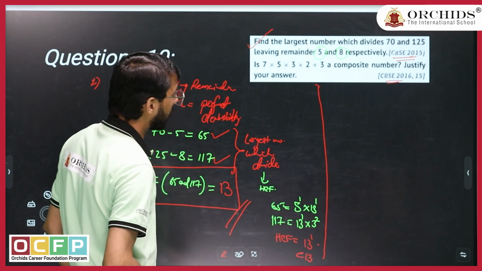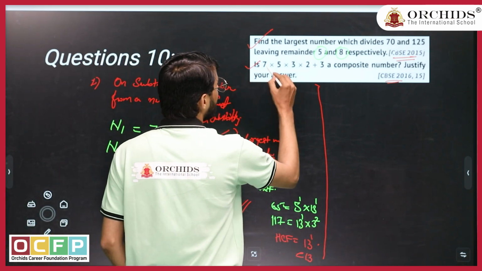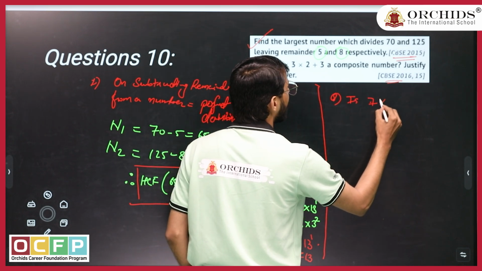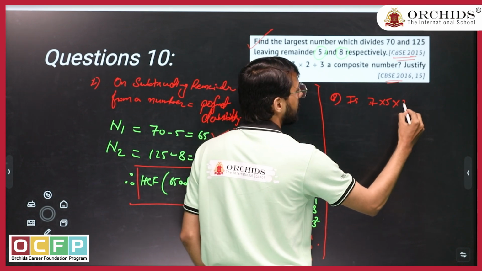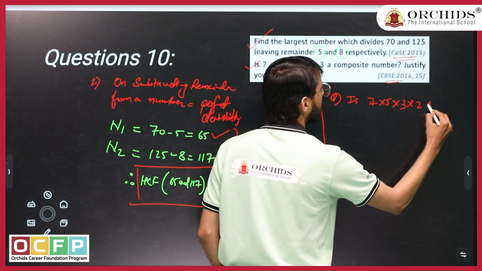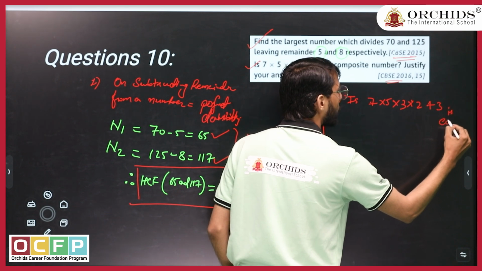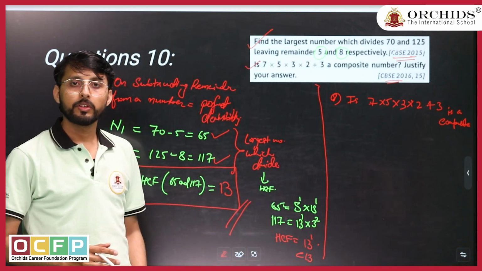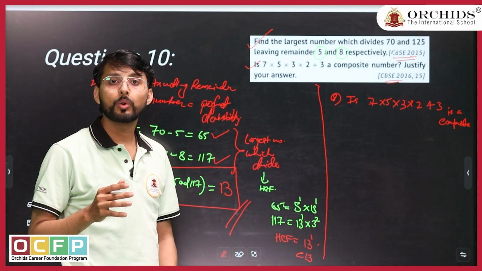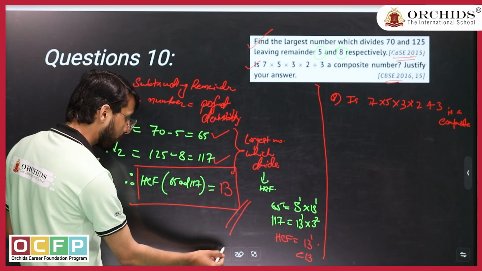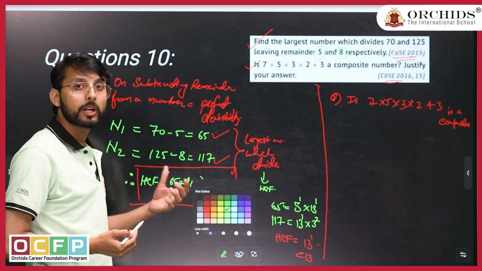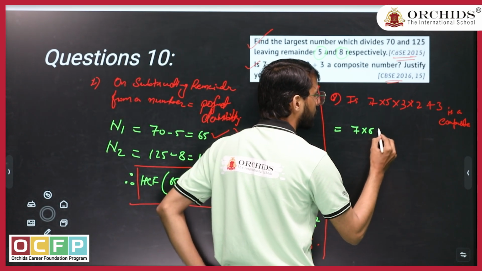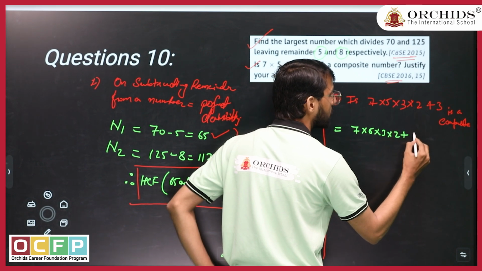What about the second part? The second part is 7. They are asking: is 7 cross 5 cross 3 cross 2 plus 3 composite? We know a composite is such a number which on factorization should have more than 2 factors, because if it has 2 factors, it will be what kind of number? A prime number. So let's see. I am writing 7 cross 5 cross 3 cross 2 plus 3.